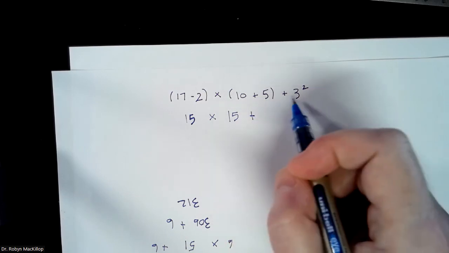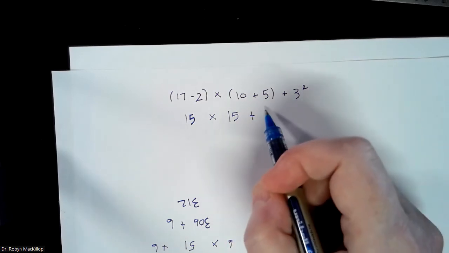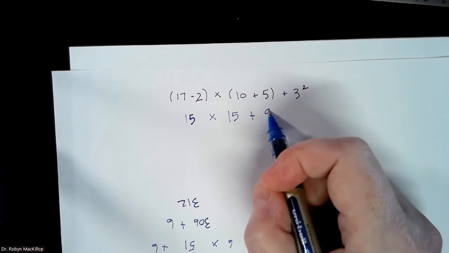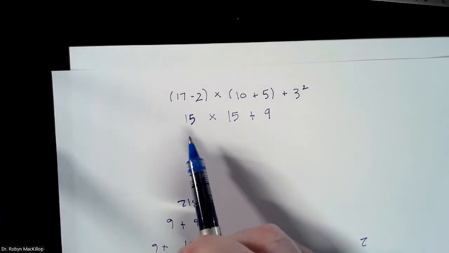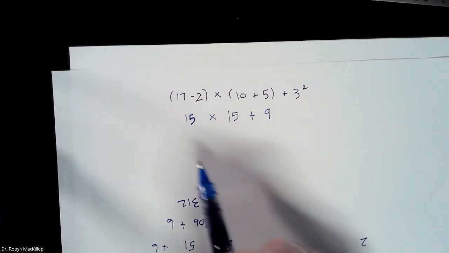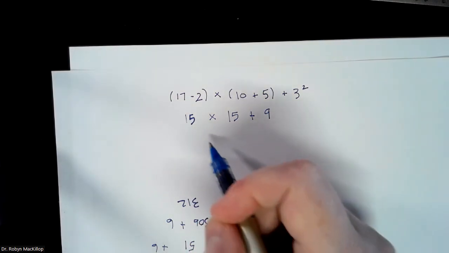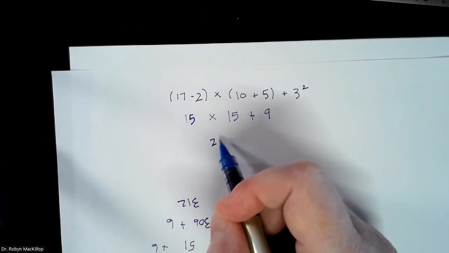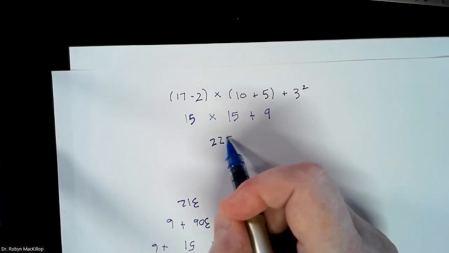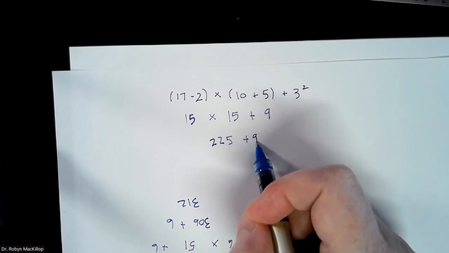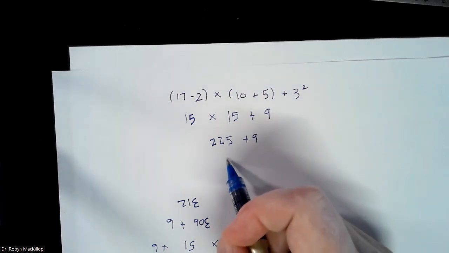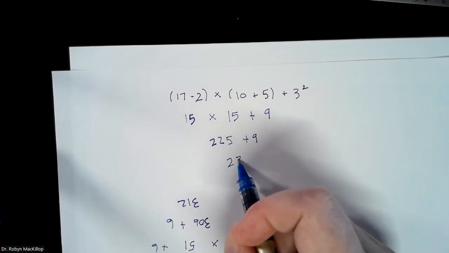Plus 3 squared. 3 squared is 9. So we cleaned that right up. Now we're going to do the multiplication before the addition. 15 times 15 is 225 plus 9. And our last step is to add those two together, and we get 234.